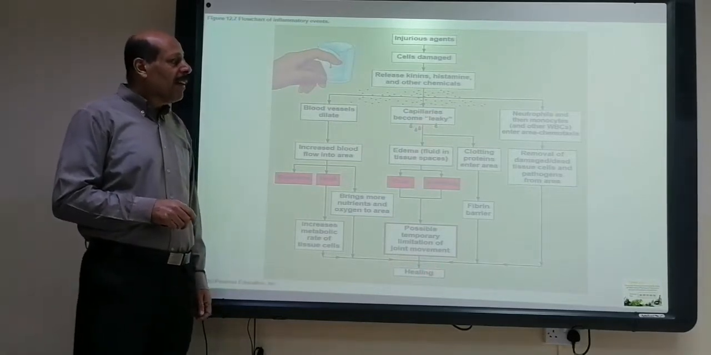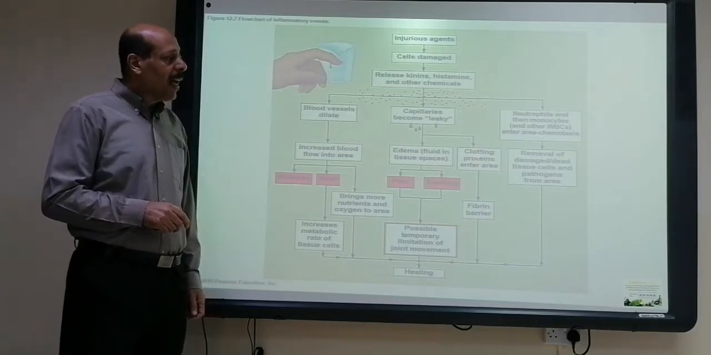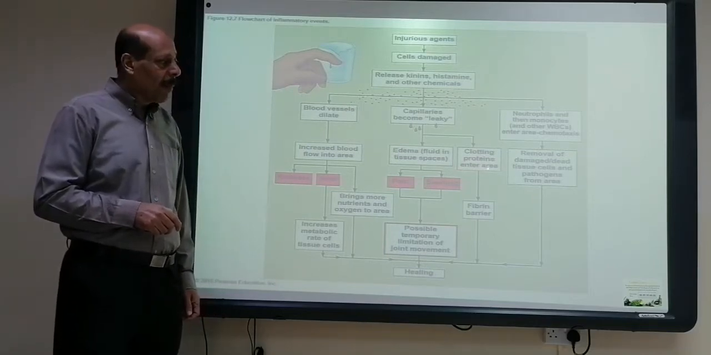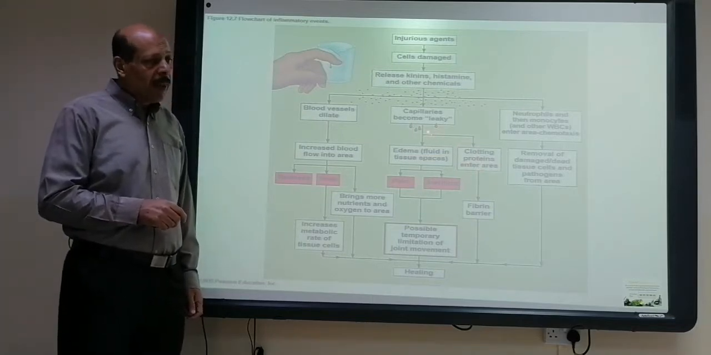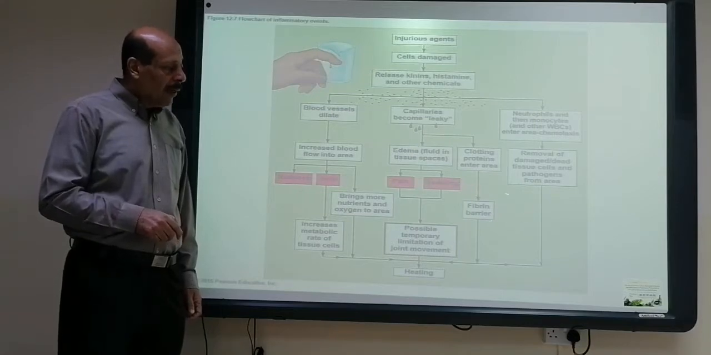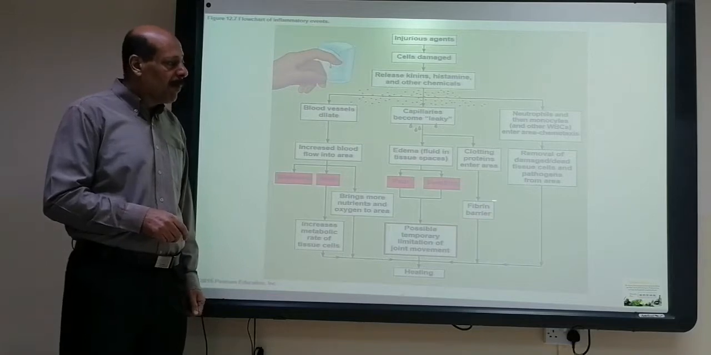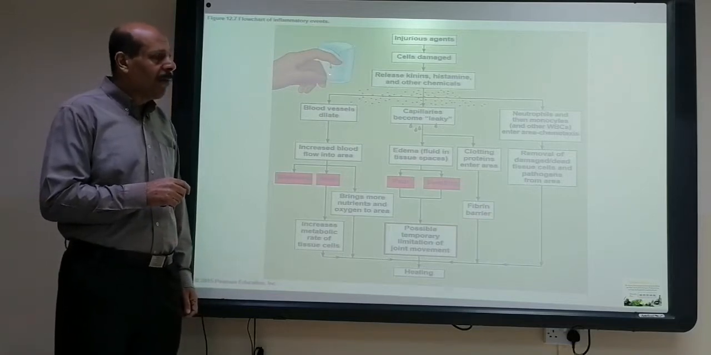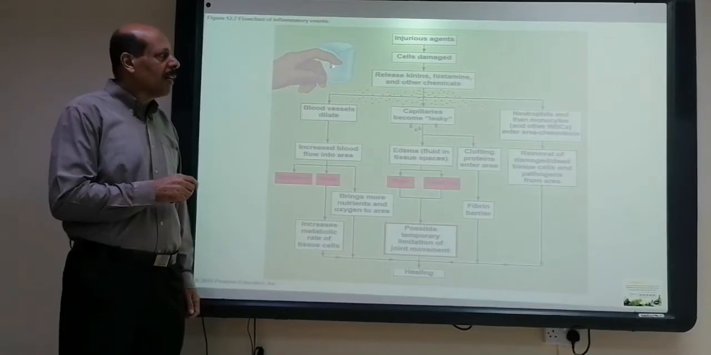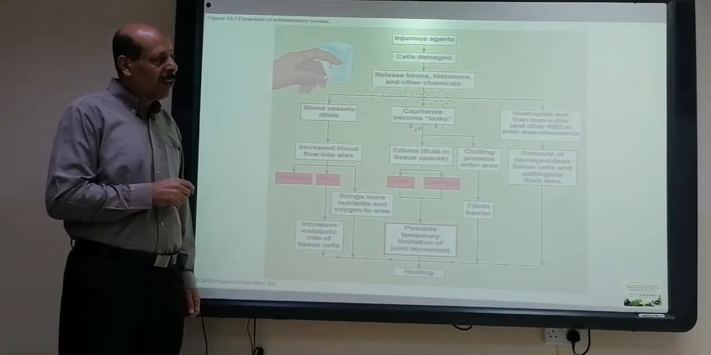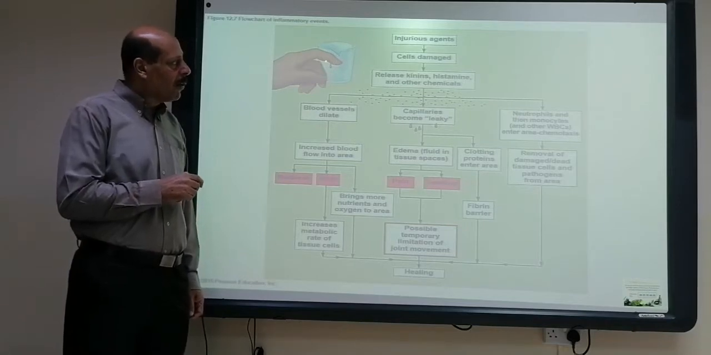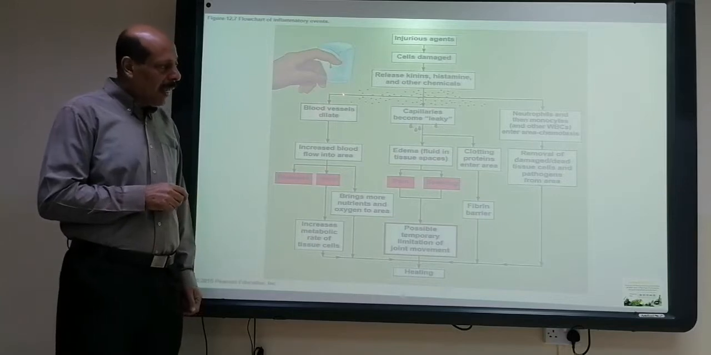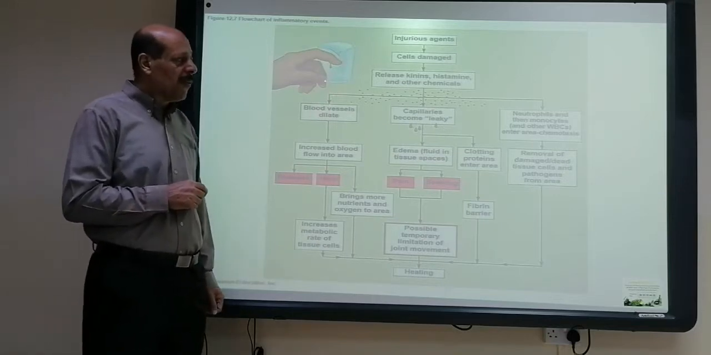Also, the leaked fluid has clotting proteins. Those clotting proteins coming out from the capillaries will act with fibrin to form fibrin barriers. That fibrin barrier will coat the site of the injury. By coating the site of the injury, it will prevent contamination of the injured part and prevent the passage of microorganisms to the internal tissues and causing infection.